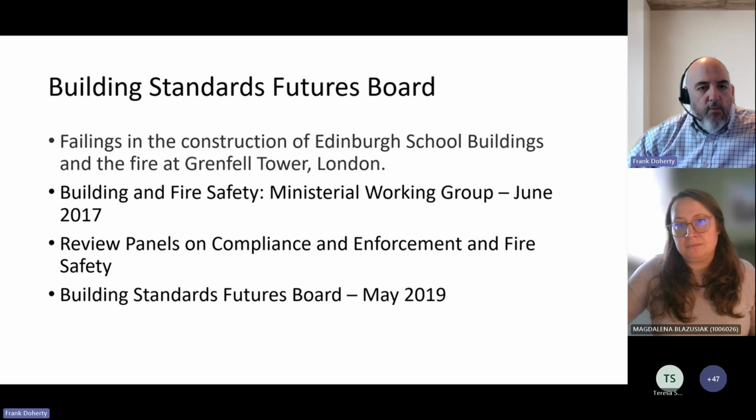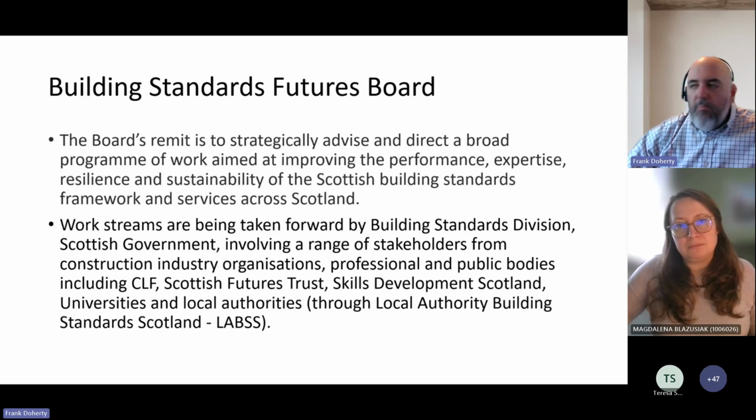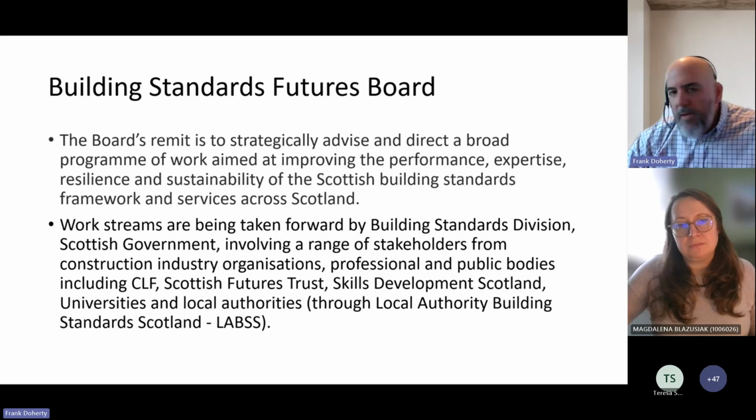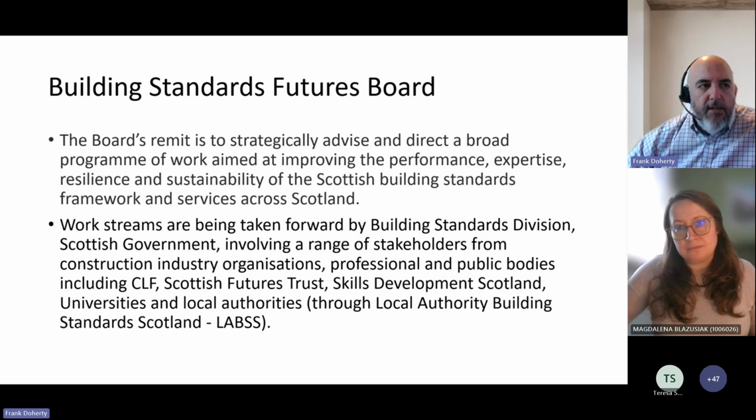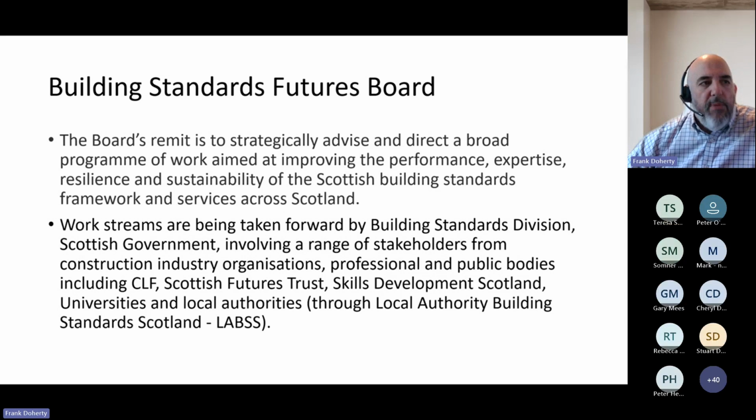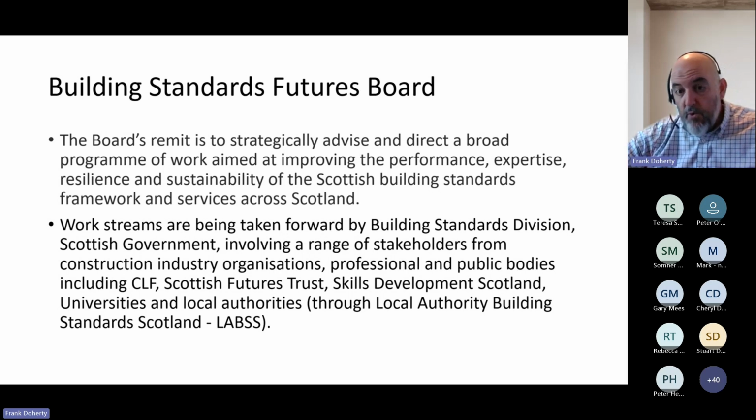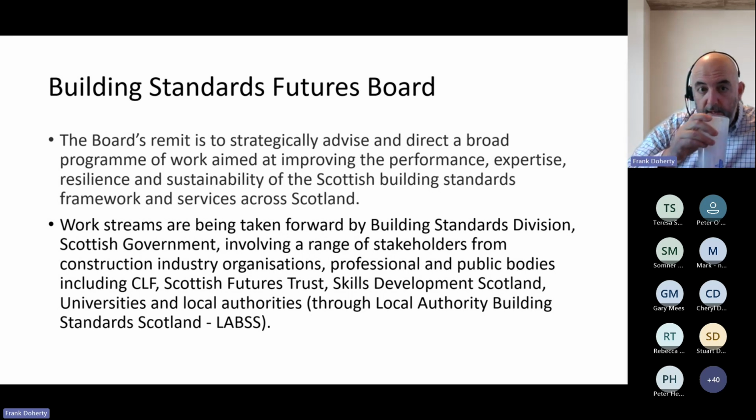One of the other things it did was create the Building Standards Futures Board. That board's remit is to advise a broad programme of work, looking at strengthening the building standards system in Scotland. While Dame Judith Hackitt considered that the UK building regulatory system was broken, the view in Scotland of ministers, after going through these review panels, was that the system in Scotland isn't broken, but it definitely needs some strengthening.